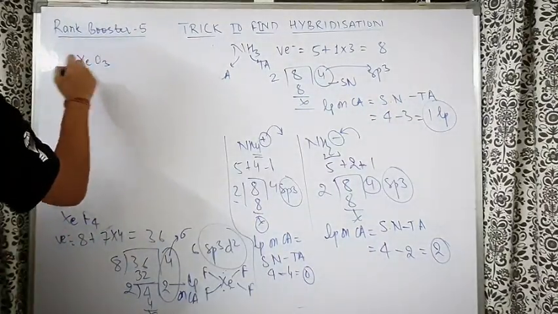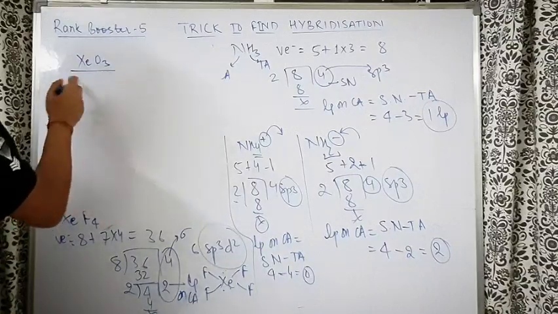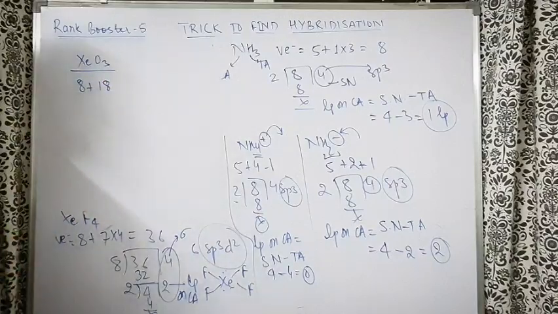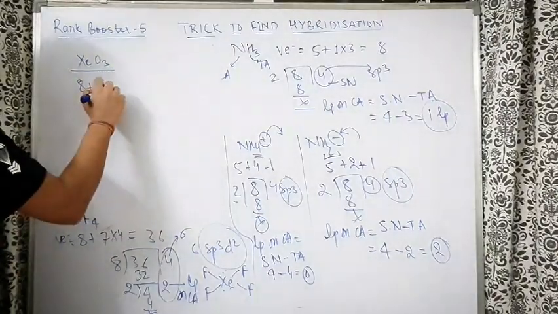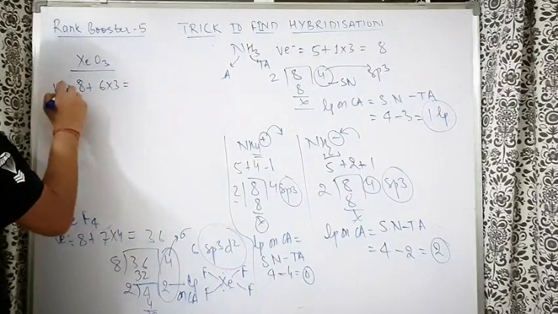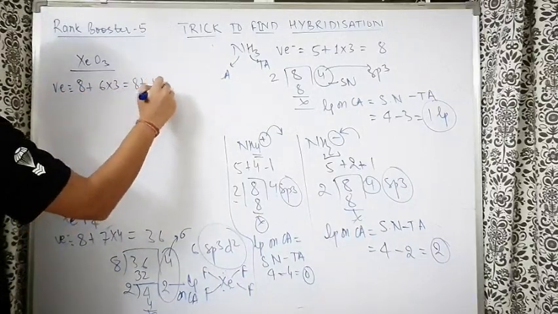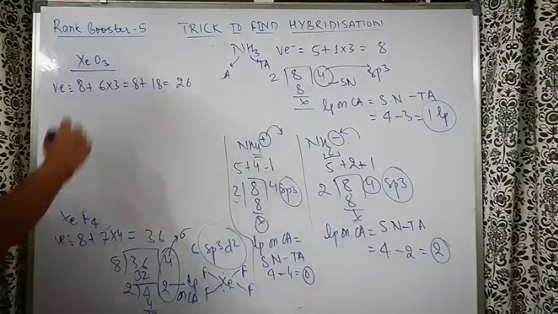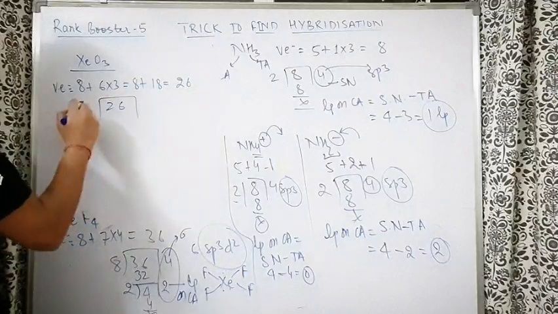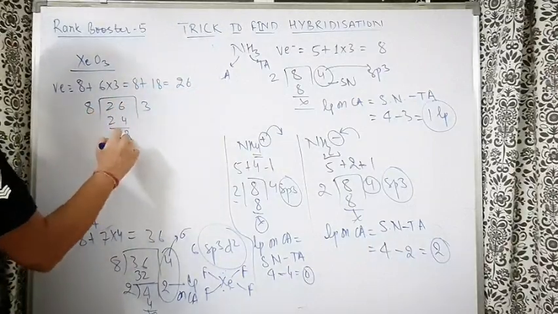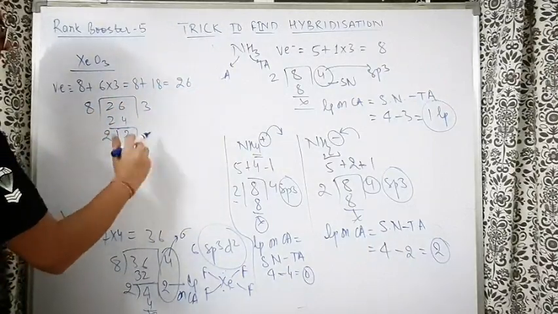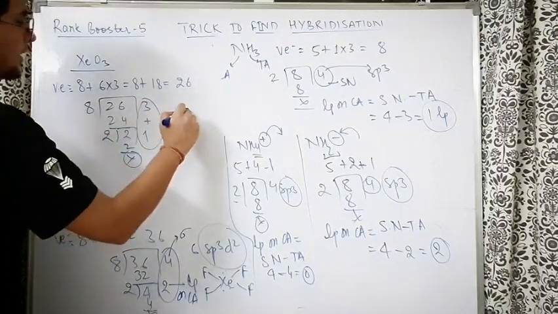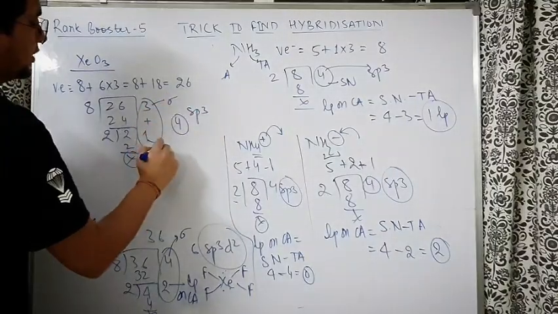Let's take XeO3. So xenon, that is in your course also. XeO3, xenon 8, oxygen 6 into 3, 18. Valence electron of oxygen are 6. 6 into 3, 18. So valence electrons are 8 plus 18. How much? 26. Now 26 divided by, more than 8, so divide by 8. 8 3s are 24. Remainder 2. 2 ones are 2. So 3 plus 1, steric number is total 4. sp3 hybridization, 3 sigma bond, 1 lone pair.